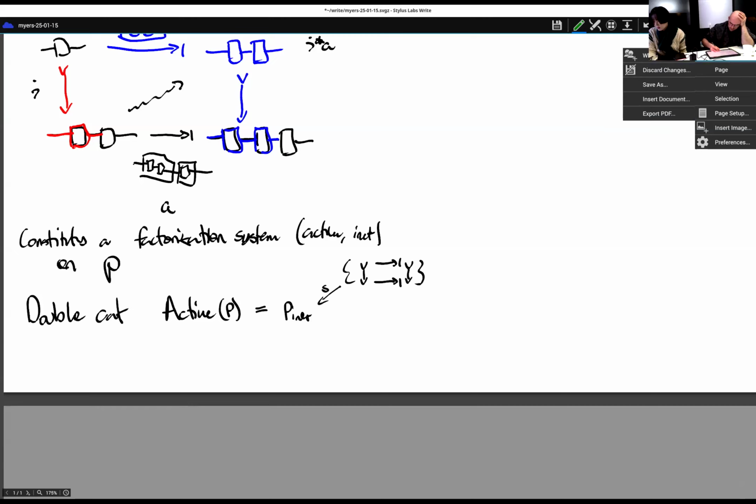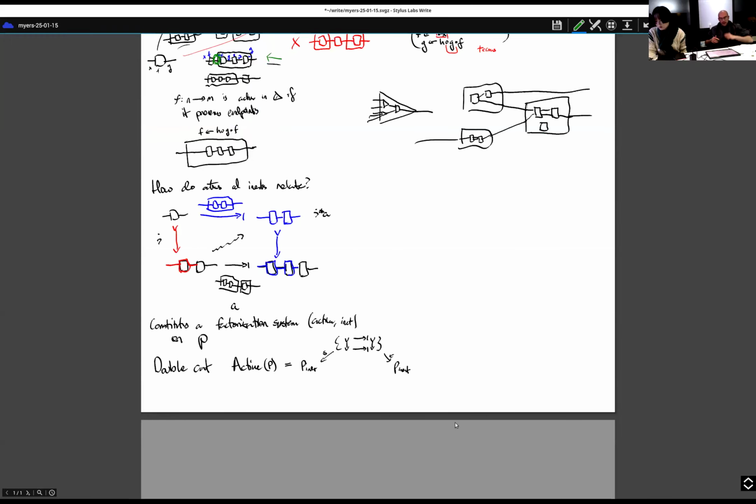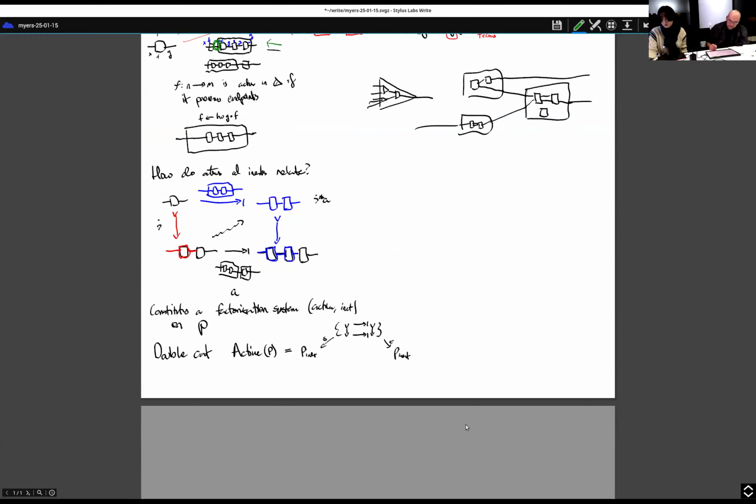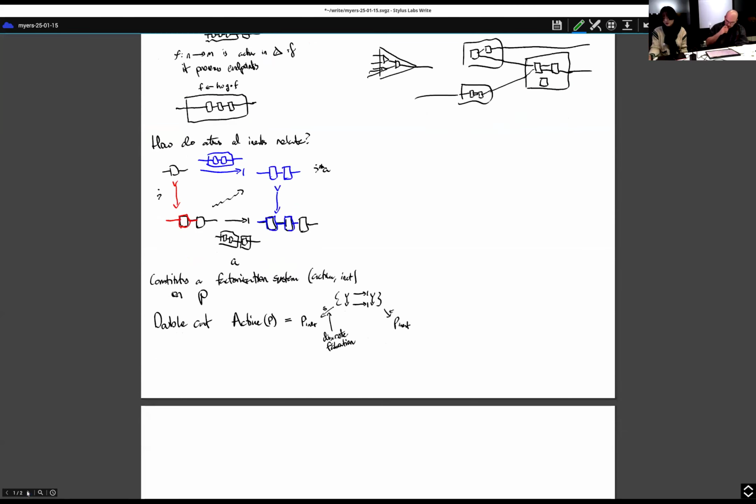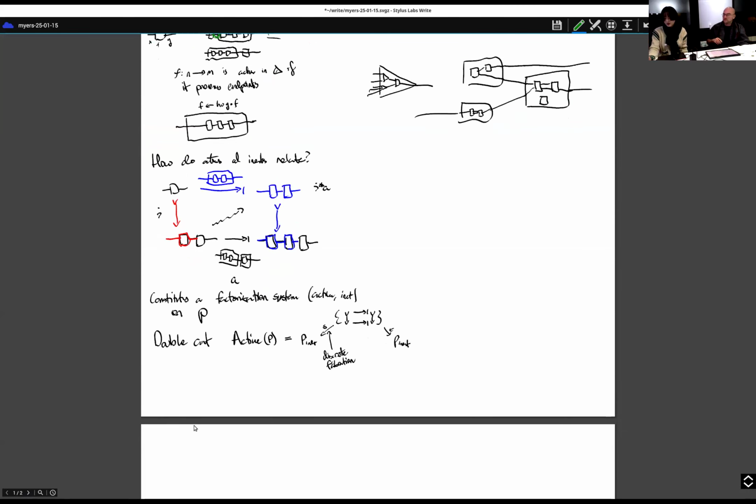I'll call this S, I'll call this T. So it's a double category, and because I have this factorization thing, this thing here is in fact a discrete fibration. And that's if it's a strict factorization system, otherwise it's a groupoidal fibration.